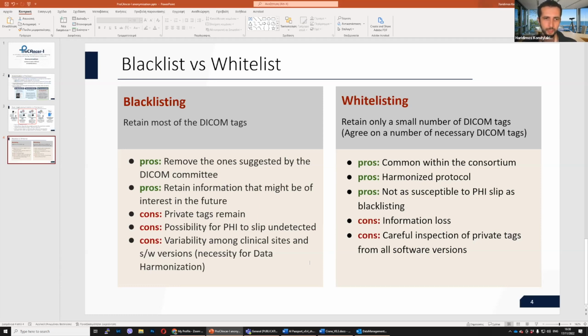Of course, with clinicians, we had to agree which will be those tags and how to preserve them, which to preserve and which were not needed. So in essence, what we do is both blacklisting and whitelisting, and we use the RSNA anonymizer tool to do this.